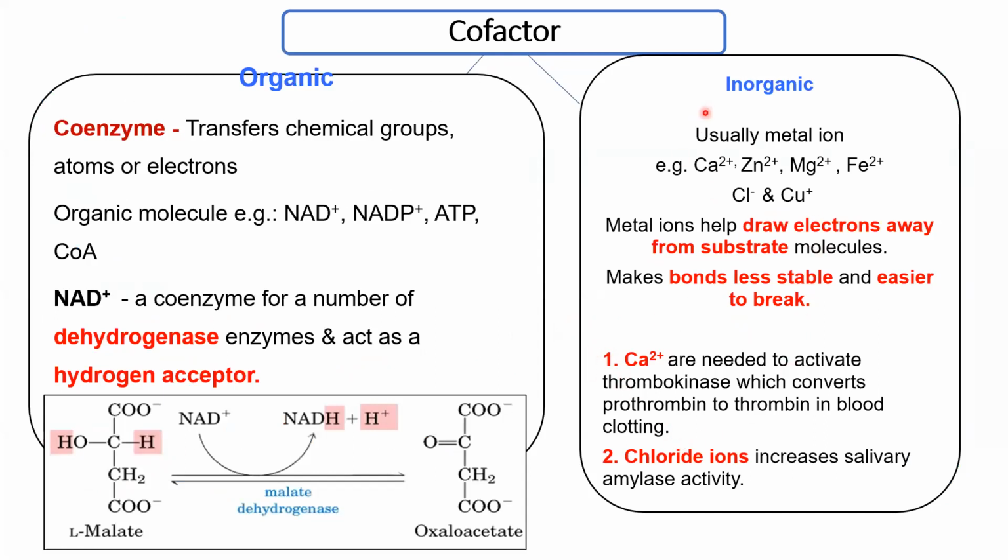So for example, calcium ion, where can you find calcium ion? It is the cofactor that is needed for the blood clotting mechanism. Calcium ions are needed to activate thrombokinase, which converts prothrombin to thrombin in blood clotting. And then another ion, you have chloride ions. This will increase the salivary amylase activity. Salivary amylase is the enzyme found in your saliva, secreted by the salivary gland to digest carbohydrates, the food that you eat that contains carbohydrates. So that's for the cofactor.